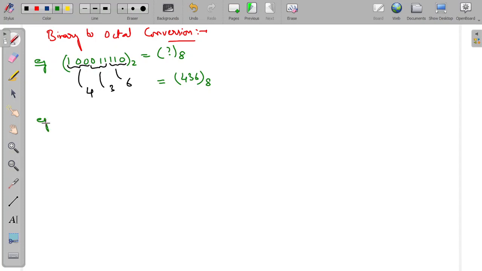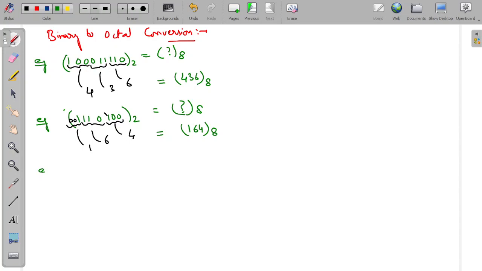One more example: 1110100. Group of 3. This one is left alone, so we can put 2 zeros at the start. It will not change its value. Group of 3. This is 4, this is 6, this is 1. Understood? So this will come out to be 164.